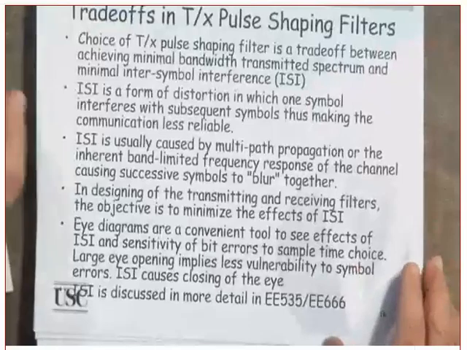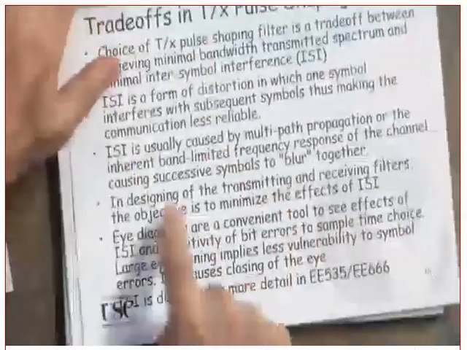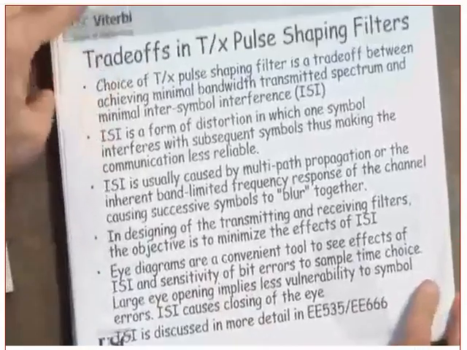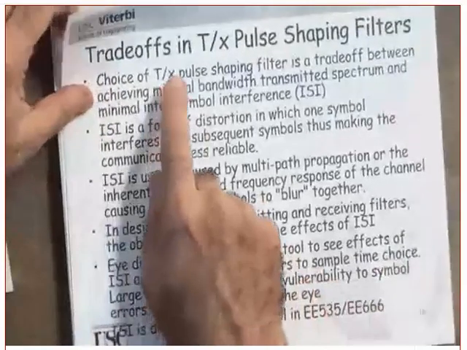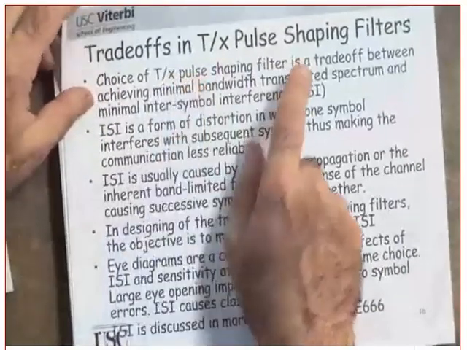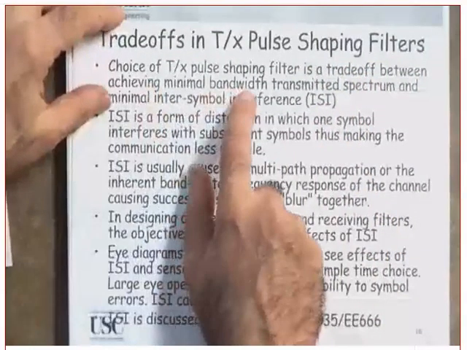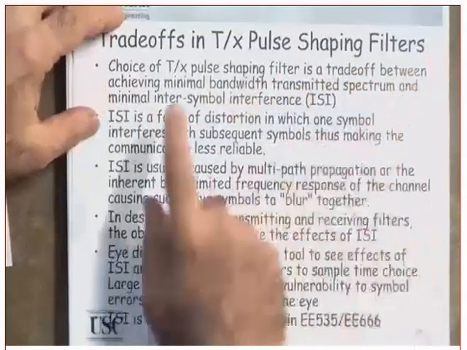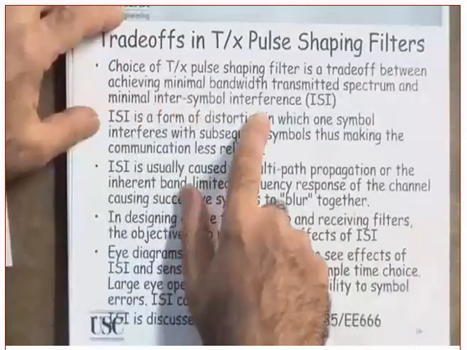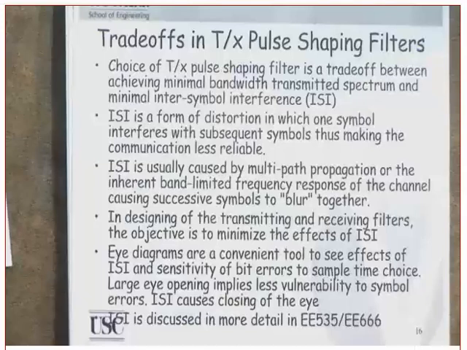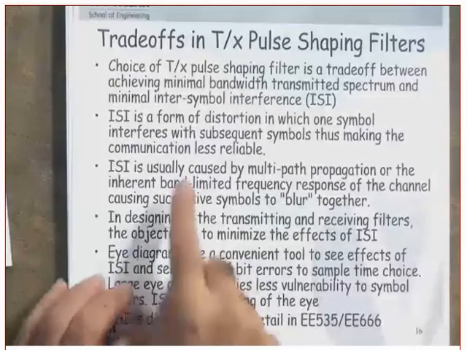Okay. This is now, I hate charts like this. It's all talk. Are you following me or not? Let's go over it a little bit. The choice of the transmitted pulse shaping is a trade-off between achieving minimal bandwidth transmitted spectrum and minimal inter-symbol interference. You need to trade. If you want the bandwidth to be minimal, you are going to sacrifice with the inter-symbol interference and vice versa. Did you get this or not?